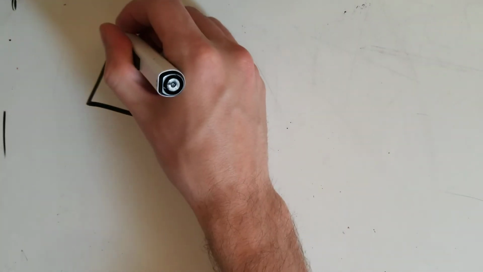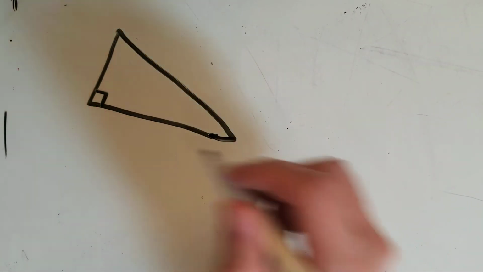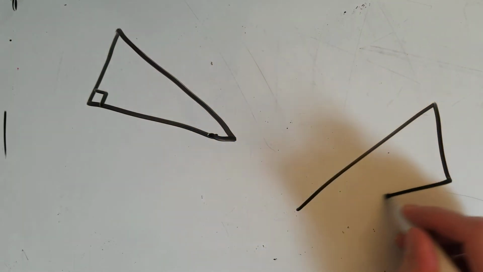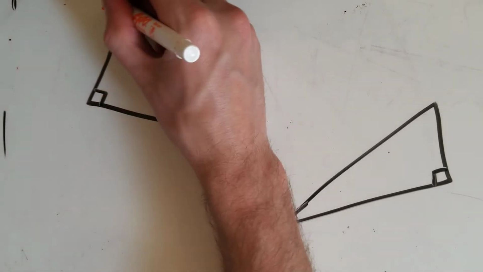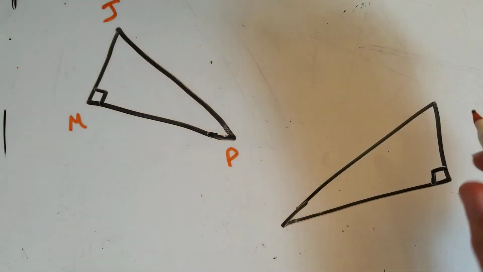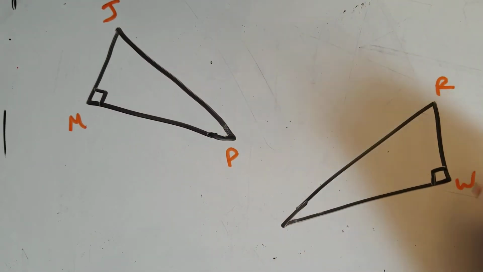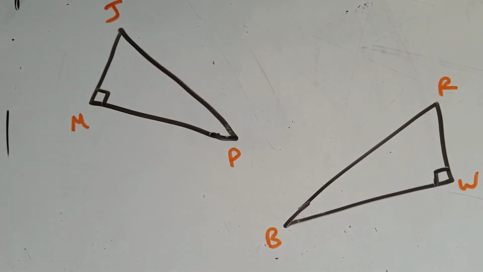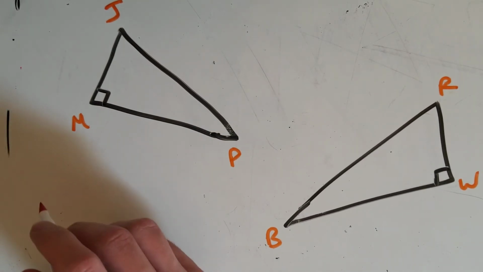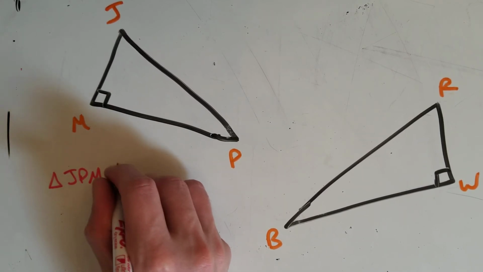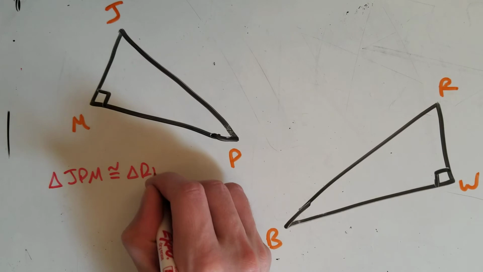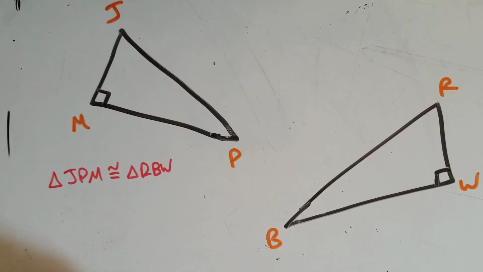All right, on to our last one, and this one we have two triangles. They look kind of like this. Here's one, here's the other, and we know JMP and RWB. We are told, so I'll list all the given information in red. We are told triangle JPM is congruent to triangle RBW, so we know what corresponds there.